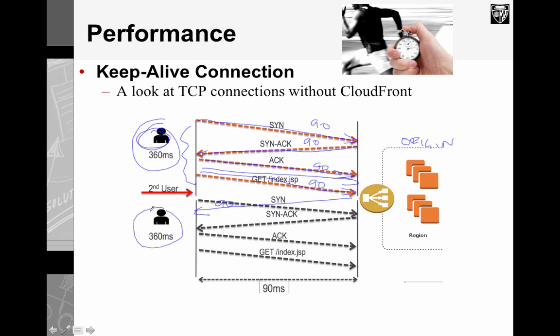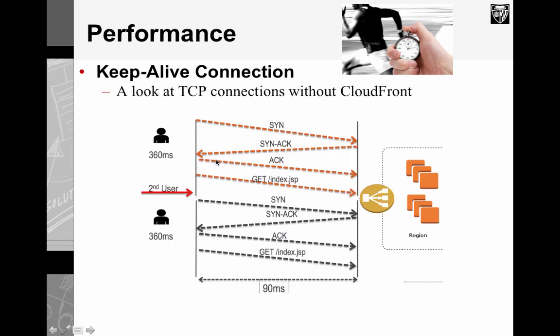And if the second user wants to get the same content, the second user also goes through the SYN ACK, and then the GET call, and then finally the server will respond back with the content. That's another 360 milliseconds. Now this is if you do not have any CloudFront. But let's say you have Keep Alive and you have CloudFront, and see if we can actually improve the performance of our system.